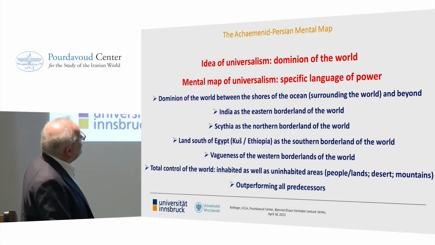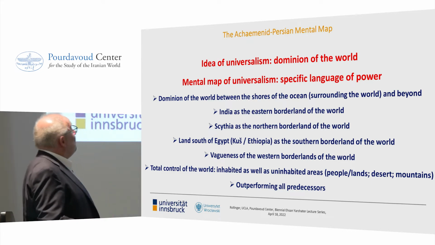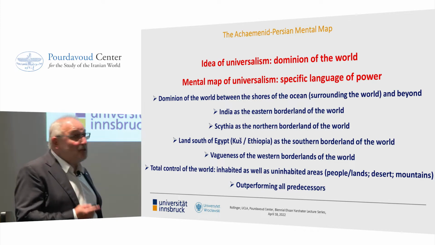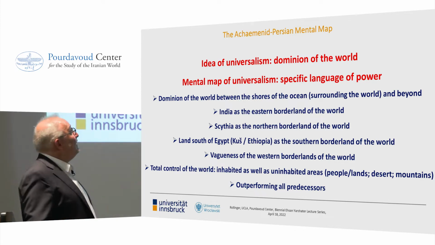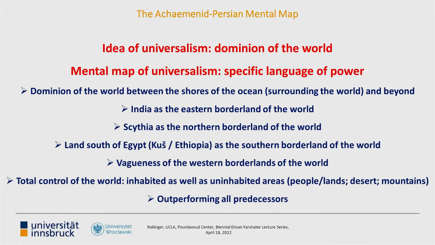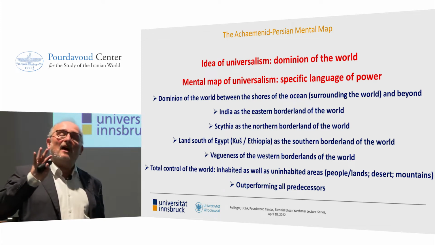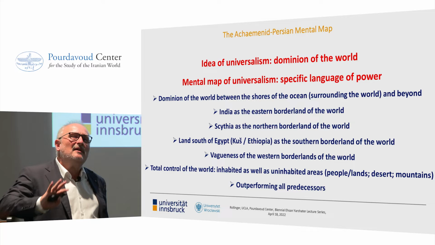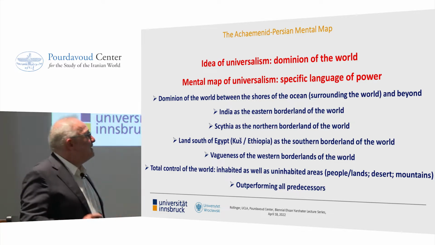So if we summarize what we have just been hearing and seeing by these important sources, how the idea of universalism, how the idea of world rule, how the mental map of the Persian Achaemenid times has been structured, how this language of power has been developing, we can summarize the following way. The dominion of the world is defined between the shores of the ocean, but also moving beyond. India is the eastern borderland of the world. Scythia is the northern one. The land south of Egypt, Kush or Ethiopia, take it as you like, is the southern one. And the west, and this is also important, remains somehow vague. It is true there is Lydia and Yauna, but nevertheless in the whole context, the west remains somehow vague.